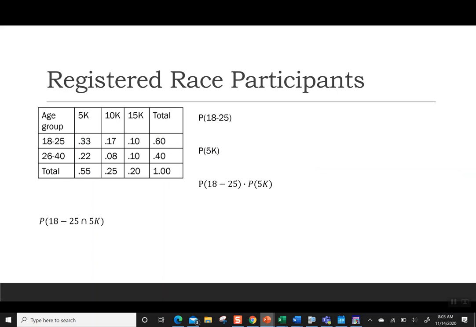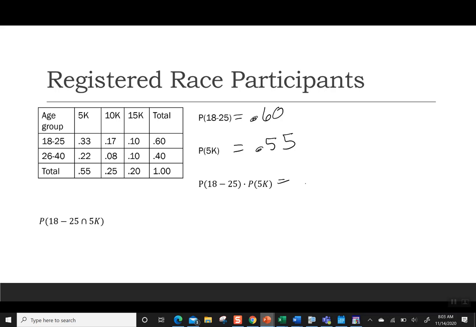Just to switch up our percentages and do percents instead of just raw numbers, we have these race participants. So I said, let's look at the probability somebody was 18 to 25. This says 0.60. How about somebody was in the 5K race? This was 0.55. So I'm just reading right now, because it doesn't have any conditional yet, I'm just reading the numbers.